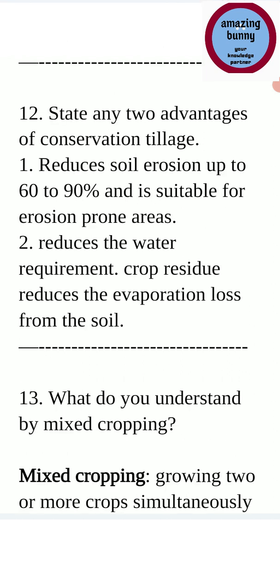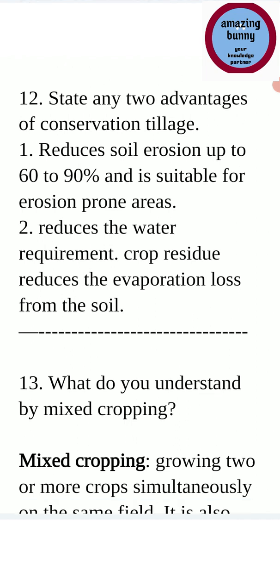State any two advantages of conservation tillage. First advantage, reduces soil erosion by up to 60 to 90% and is suitable for erosion prone areas, that is erosion sensitive areas. Second, reduces the water requirement. Crop residue reduces the evaporation loss from the soil.